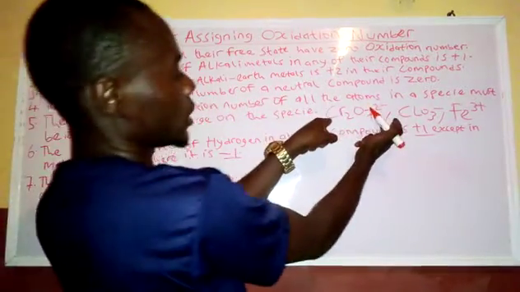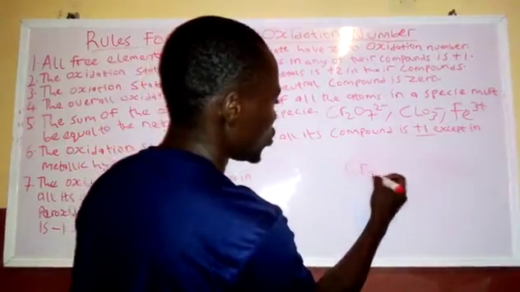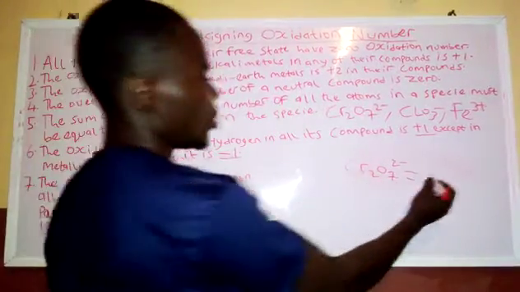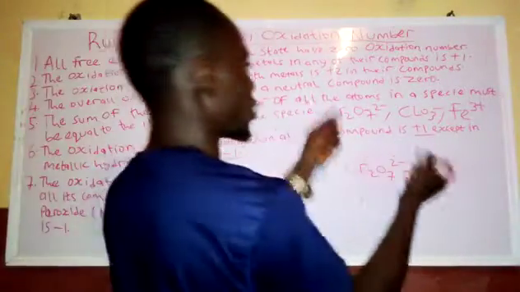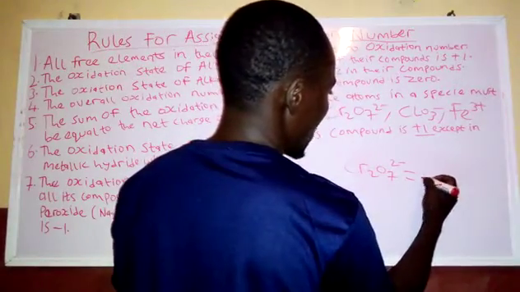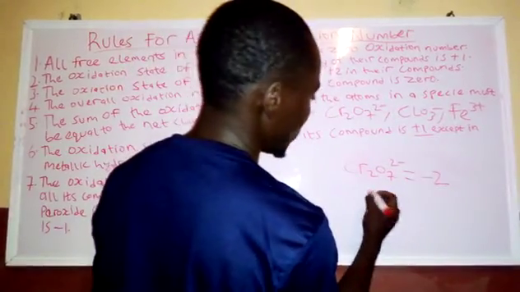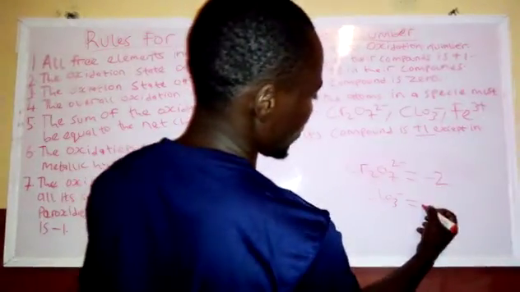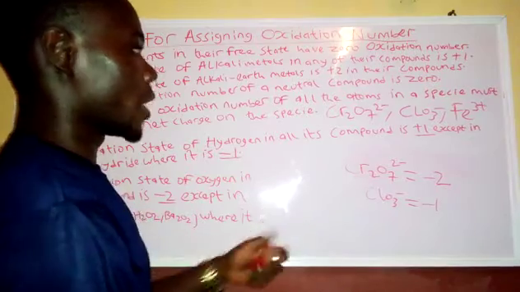Look at Cr2O7 2 minus. The sum of the oxidation numbers is equal to the net charge. Now what's the net charge on it? Cr2O7 2 minus. Now if you go by the example I gave before, we would have equated it to 0. Are you getting it? But based on this rule, the sum of the oxidation numbers of all the atoms in it must be equal to minus 2 because it's carrying minus 2. The same goes for ClO3 minus, where the sum equals minus 1. Are you getting it? So it continues that way.